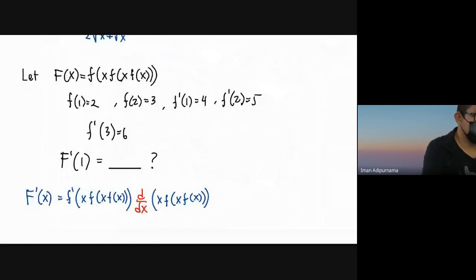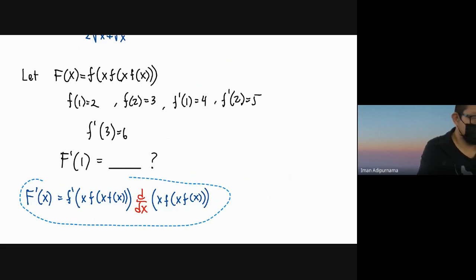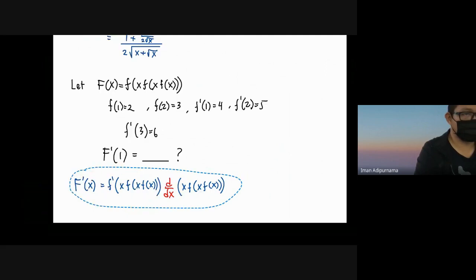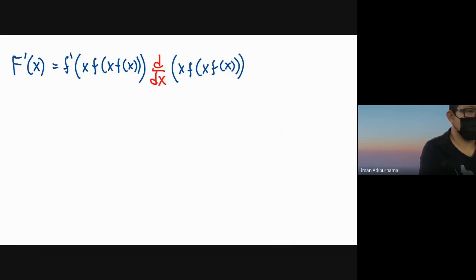Okay, let's move to the next page. Let me copy this. Okay, now we are going to see that this x and f are both different terms in terms of a function. So we can imagine in our product rule that this is f, g, or if you want to use u, v, also okay. So let's continue.